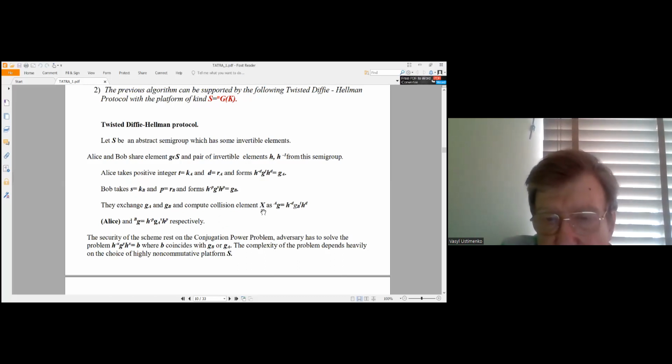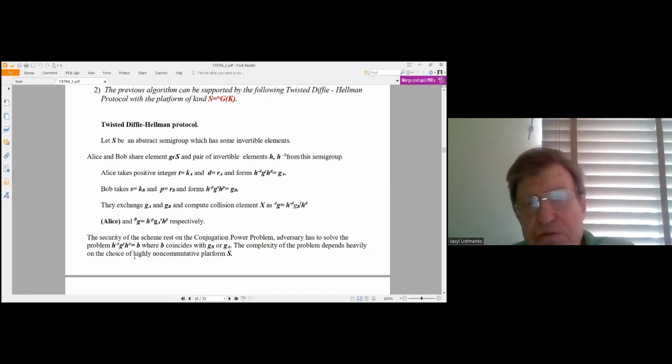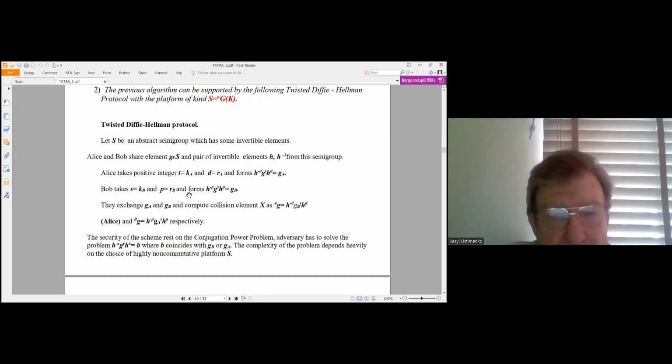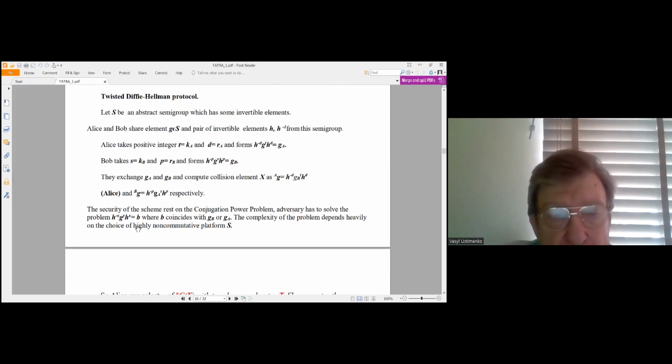So they share the huge element, for instance, from this group G(n,K). The security of this generalization of the Diffie-Hellman protocol rests on the conjugation power problem, because they're sending Ga and Gb via an open channel. So what can the adversary do? She can take Gb or Ga as B and consider an equation with two variables x and y, h^-x g^y h^x, because G and H are known to her, and try to get this number. After that, of course, the system is broken.